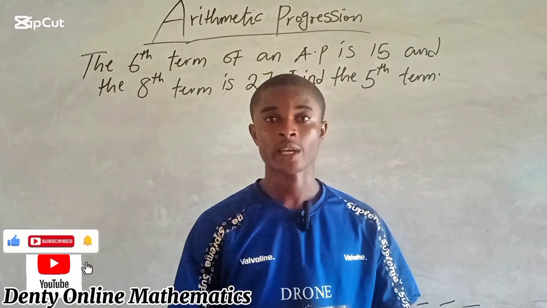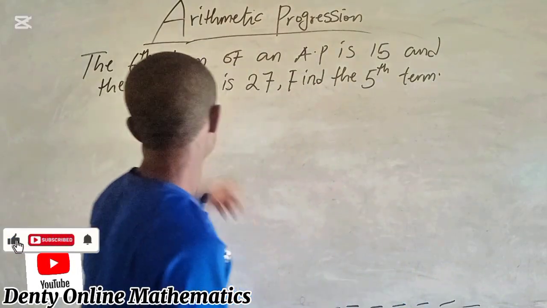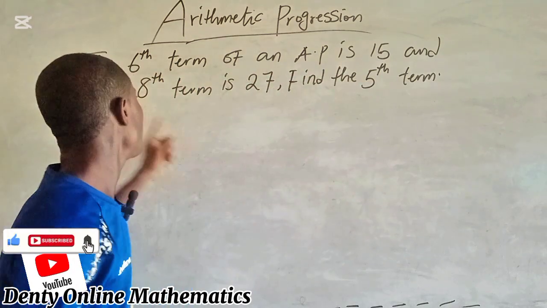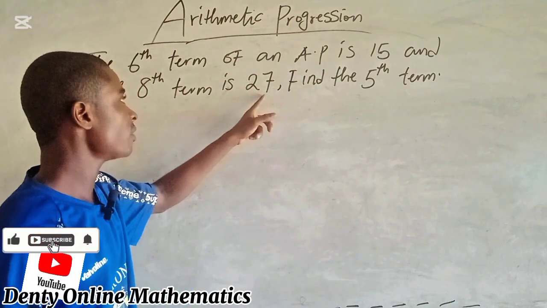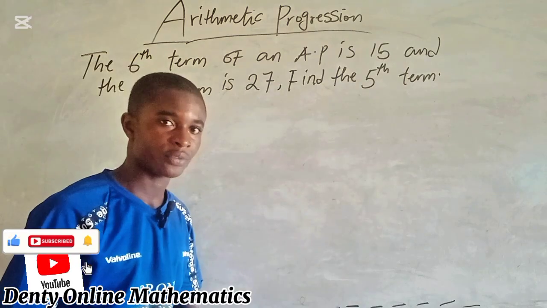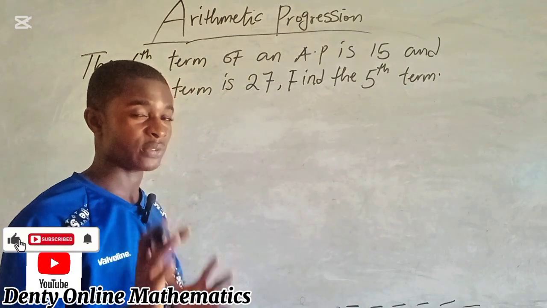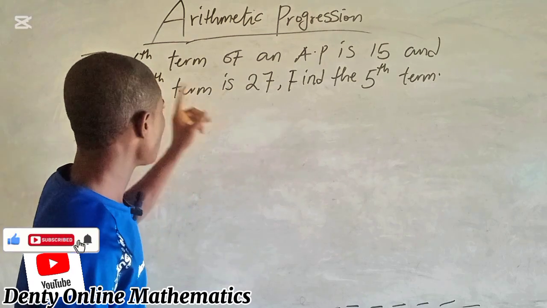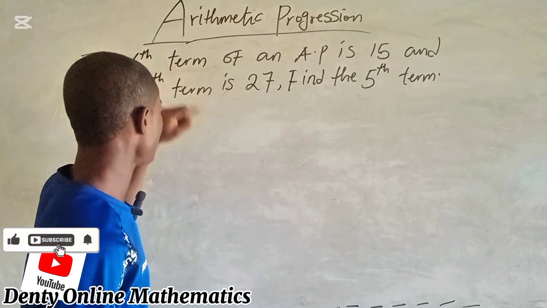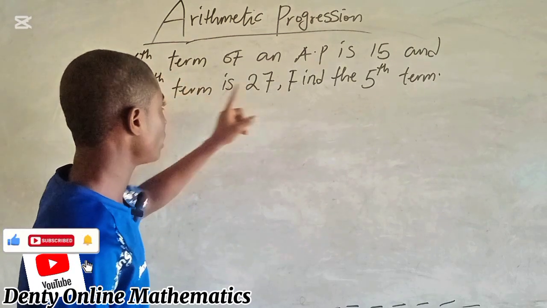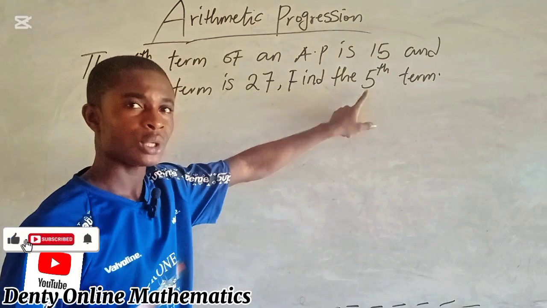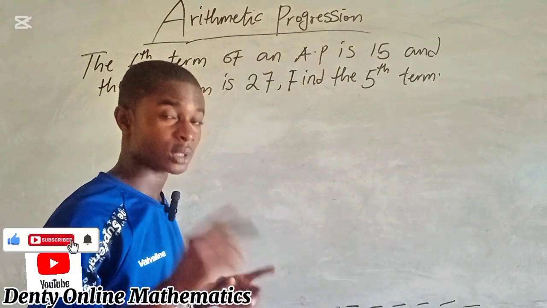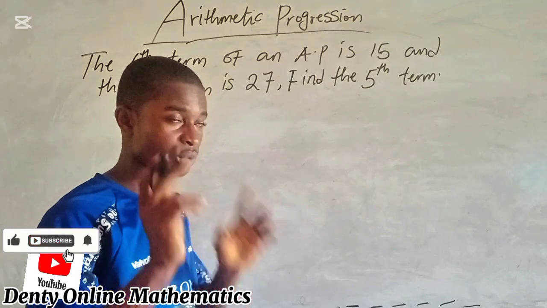Now let's look at what we have here today on the board. We have that the sixth term of an AP is 15 and the eighth term is 27. We have to find the fifth term. Now this is very simple. But now let's look at this. How are we going to have the fifth term when we don't know the first term? We don't even know the common difference. But I'm going to show you how you're going to do this.